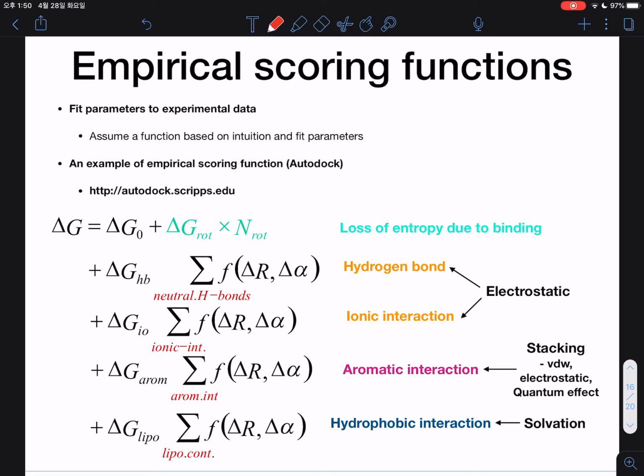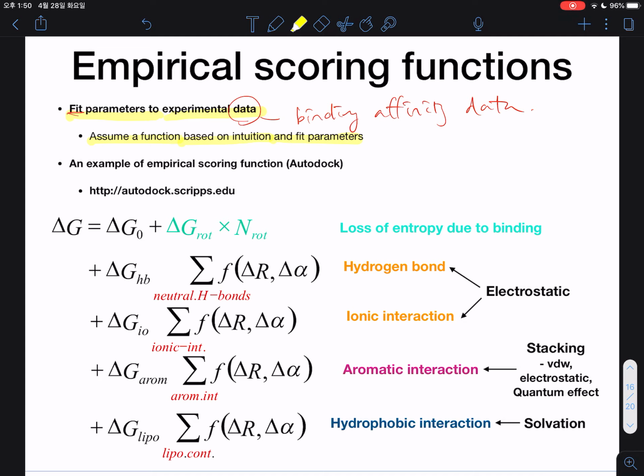The empirical scoring function means that they fit parameters to experimental data, meaning experimental binding affinity data. And we assume a certain functional form based on intuition, and based on that, we fit parameters to the binding affinity data.